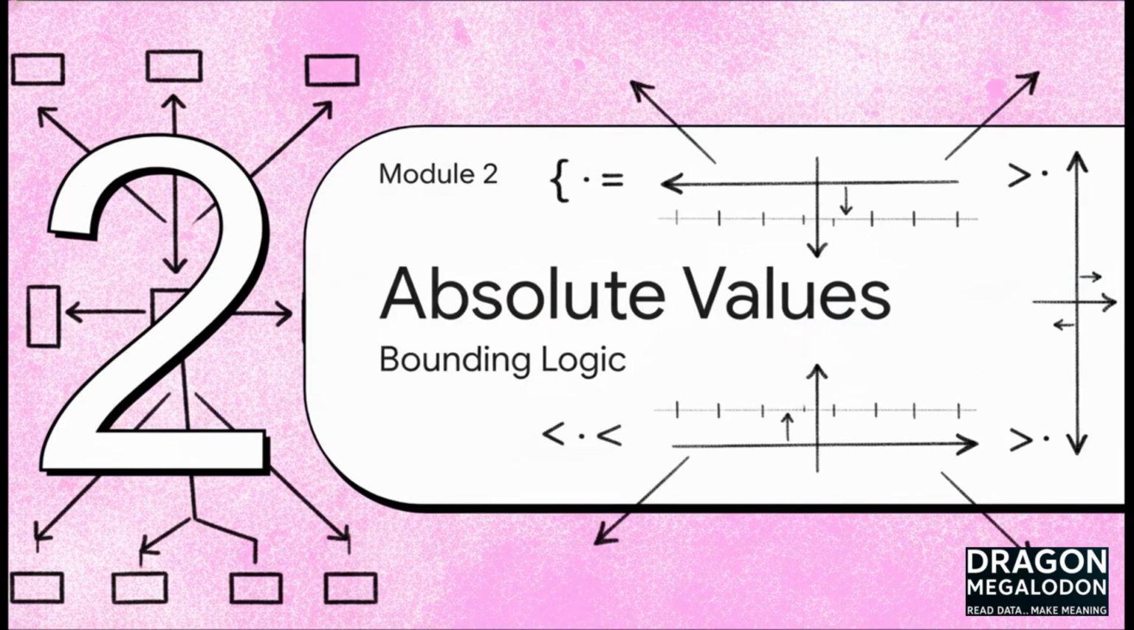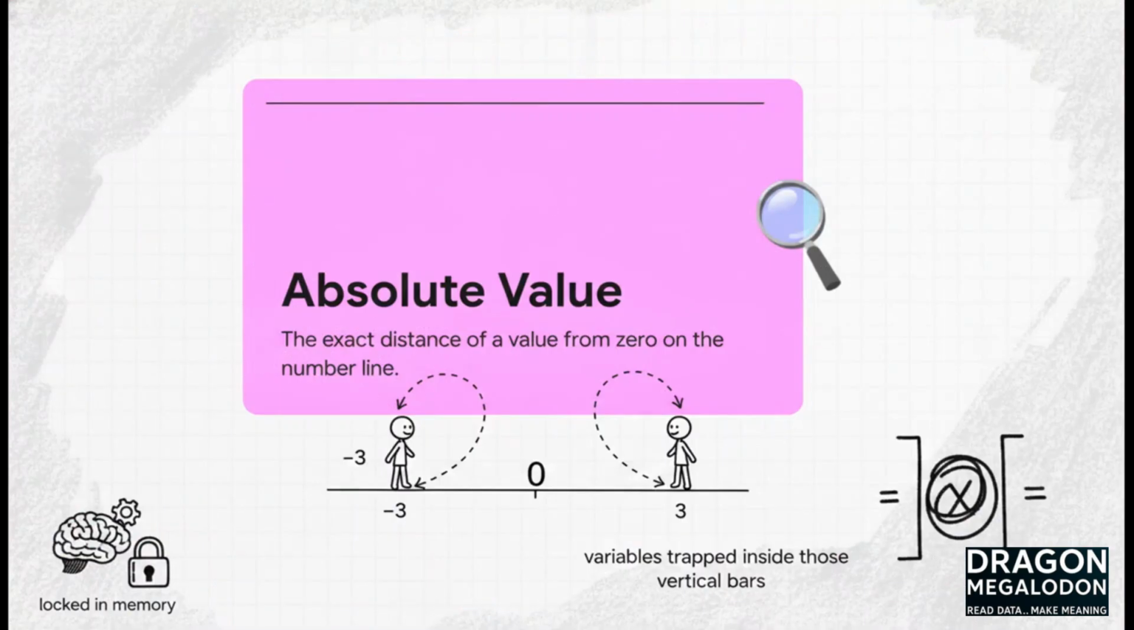Moving right along to Section 2, absolute values. All right, we need to strictly define absolute value before we jump into the heavy equations. Listen to me on this one, guys, because it's absolutely crucial. It is not just some magic command that turns negative numbers positive. Beginners make that mistake constantly, and it completely corrupts their logic flow.